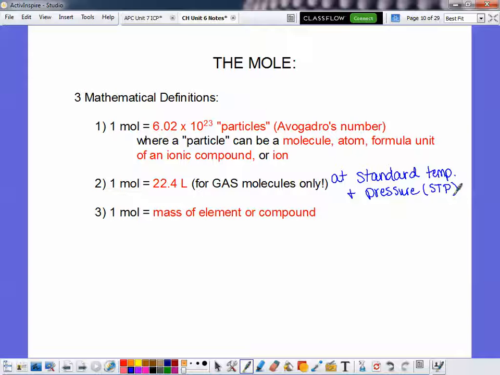Okay? And then for 1 mole of a substance, the mass of 1 mole will be the molar mass from the periodic table of that element or of that compound. So like what we learned last class and what we reviewed at the beginning of this class. Okay? So those are our 3 mathematical definitions. You'll see that I'll often write this as MM on the PT, which stands for molar mass on the periodic table. So MM on the PT.